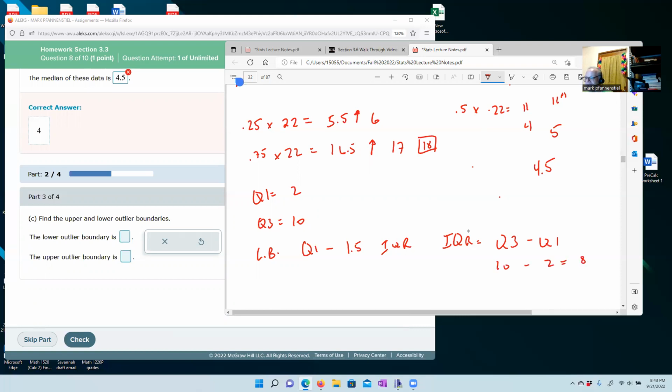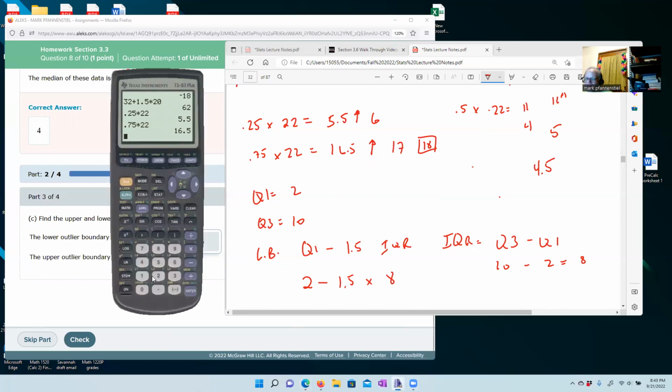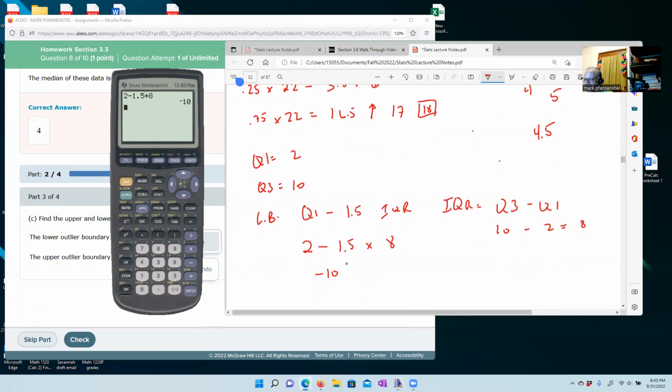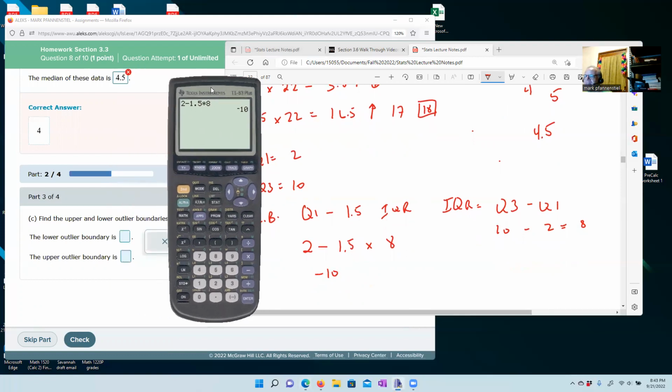Okay, so we have 2, that was our quartile 1, minus 1.5 times, what was the IQR? That was 8. So that's all we're going to type in. Okay. We're going to say 2 minus 1.5 times 8. And we get negative 10.